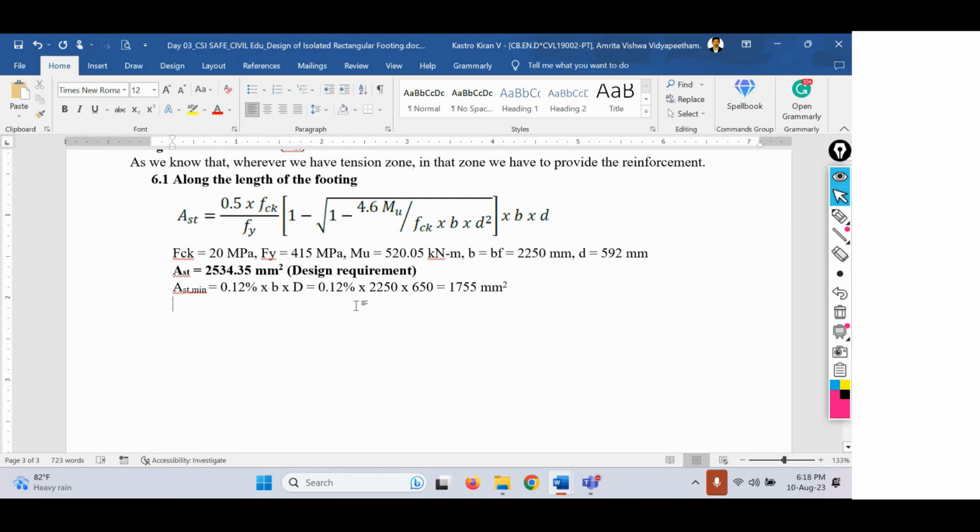Now, as I was telling in the last session, the diameter of the steel bars which we generally consider in the design of footings is 16 mm diameter bars. So provide 16 mm diameter steel bars with a clear cover of 50 mm. Usually for footings, we provide 50 mm as the clear cover. So from this, we can calculate the spacing required.